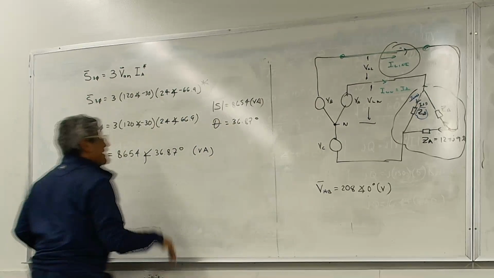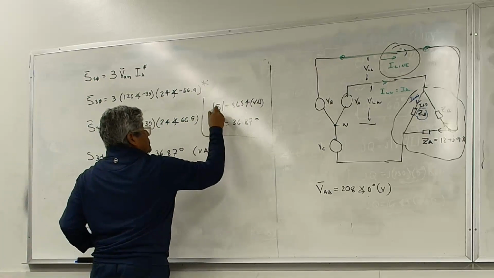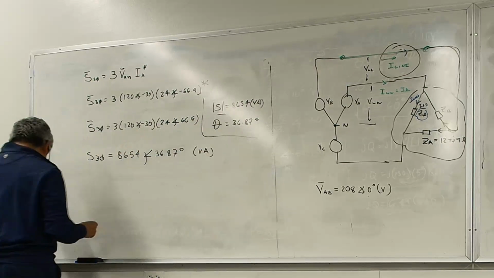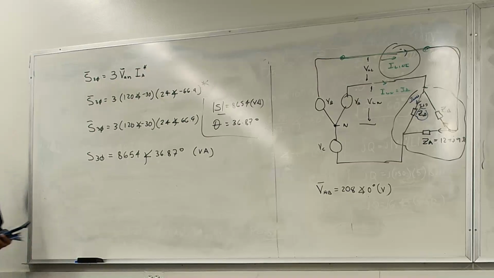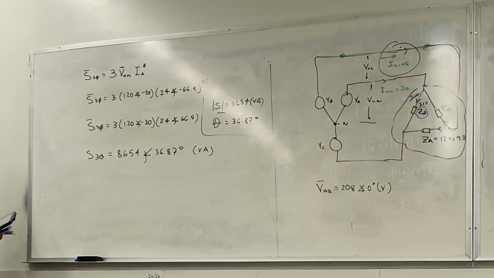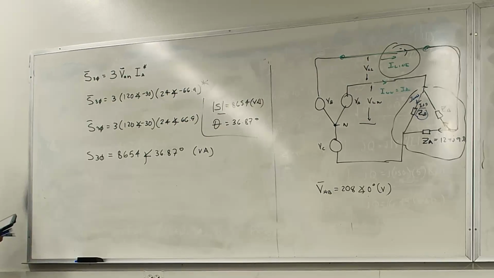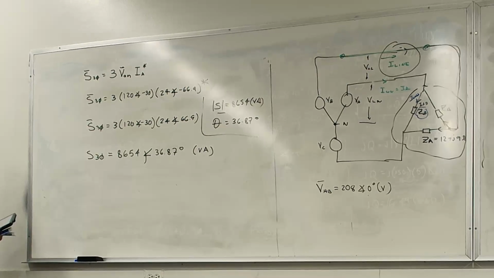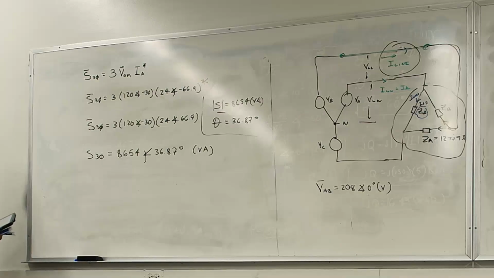36.87 degrees. Okay, I'm going to set them on the side. This one they're not asking me for, so I'm going to set it aside. You can make it as simple as that: convert that from polar form to rectangular form, and what do you get out of that? P and Q, right? Or you can say 86.4 cosine 36.87 plus j 86.4 sine of 36.87, get the same thing.